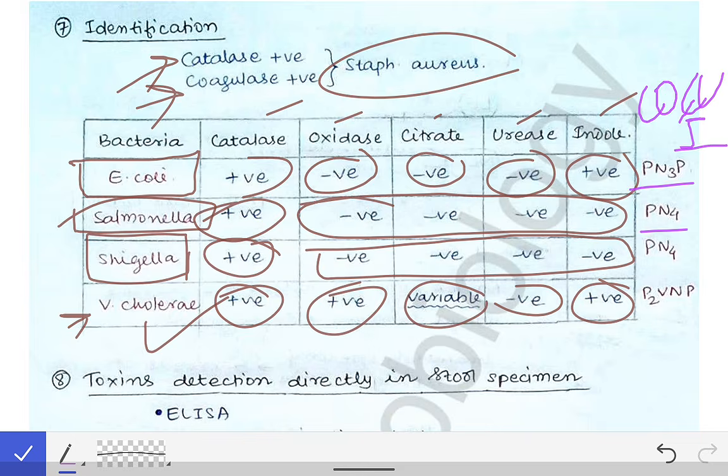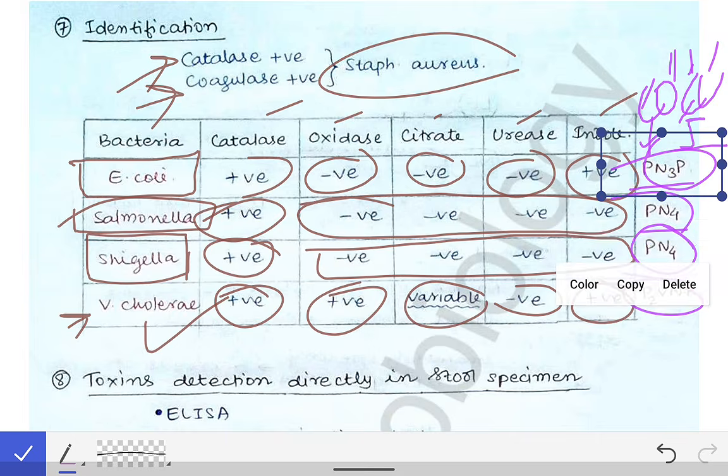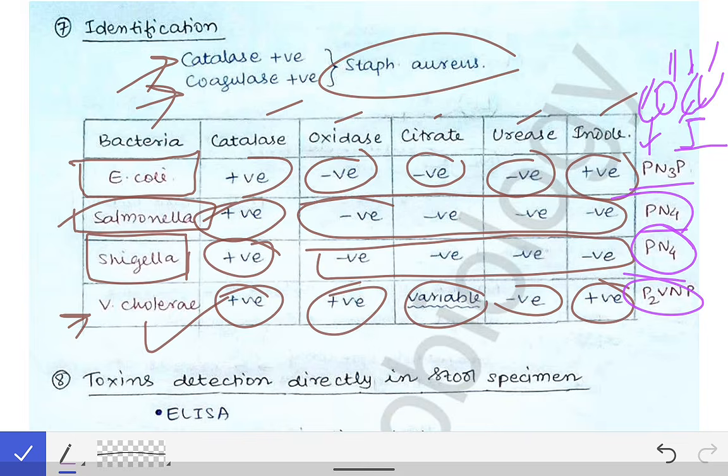Like for E. coli, the COCUI score is P N3 P. For Salmonella, the COCUI score is P N4. For Shigella, P N4. For Vibrio cholerae, P 2 V N P. COCUI means catalase, oxidase, citrate, urease, and indole. So P N3 P means the catalase is positive, then oxidase, citrate, and urease are negative, so N3, and then indole is again positive, so P. That is the meaning of the COCUI score P N3 P in the case of E. coli.